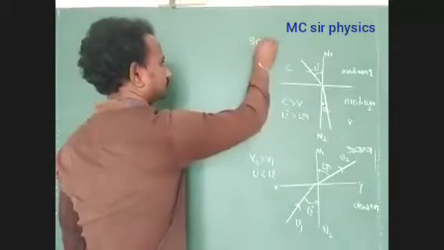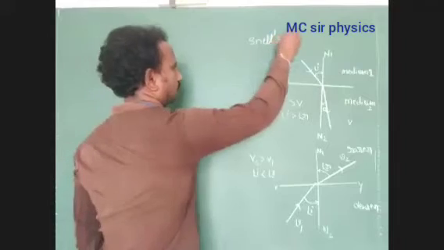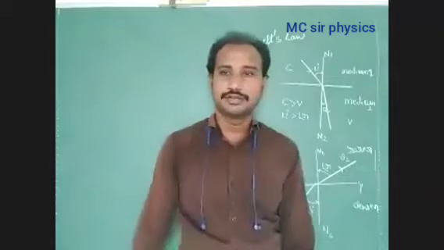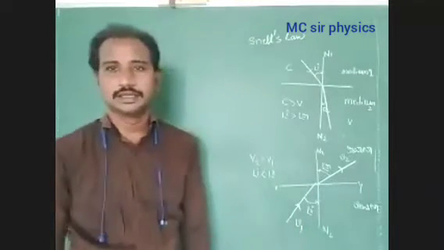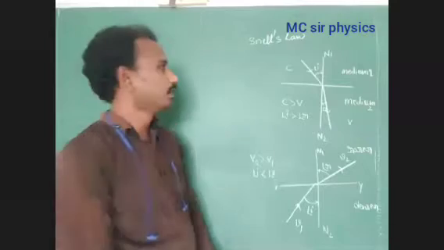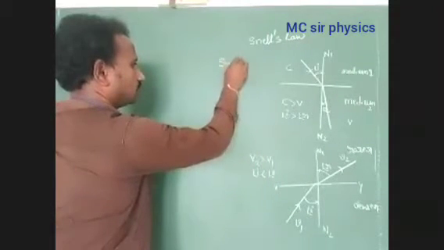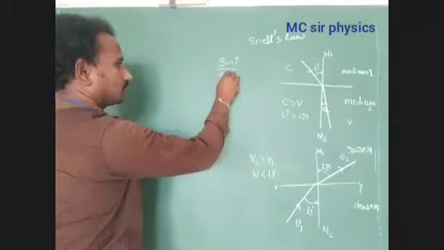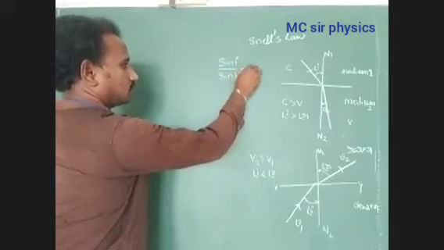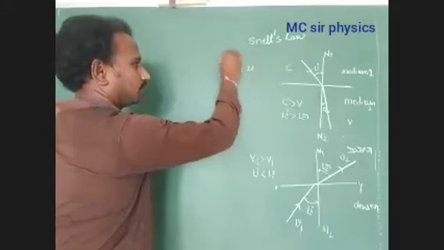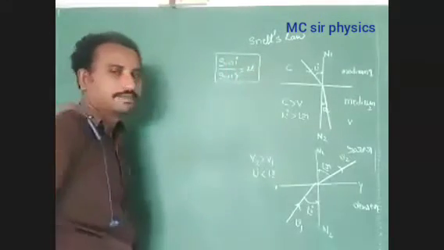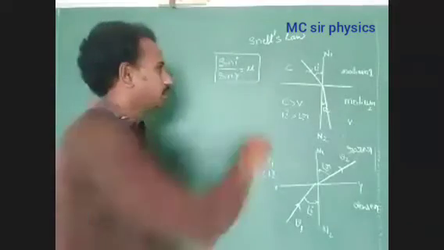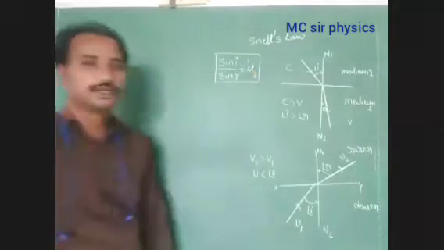What is Snell's law? The ratio of the sine of the angle of incidence to the sine of the angle of refraction is called Snell's law. Here, the ratio of the sine of the angle of incidence divided by the sine of the angle of refraction is always constant. That constant value we represent as the refractive index, called refractive index 1μ2. So these points we discussed in the last class.